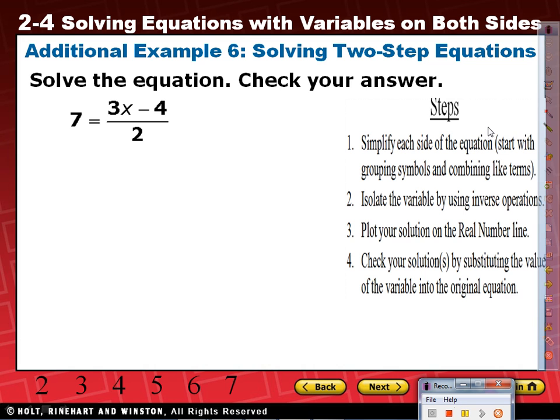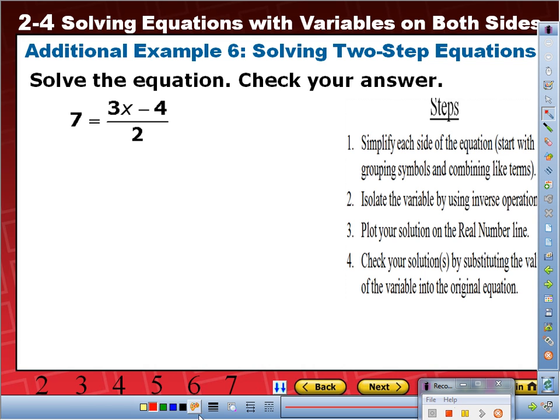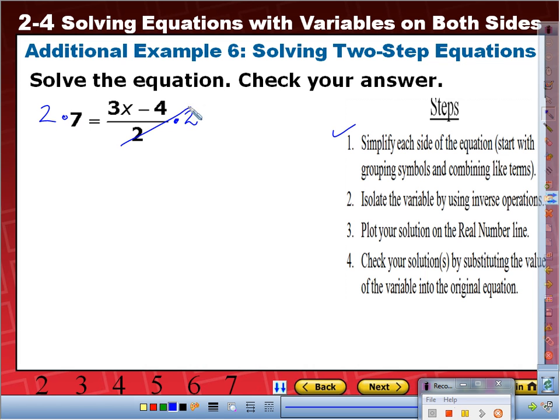Okay, let's see. So, step 1. Grouping symbols. We can't do anything on the numerator or denominator, but we have this 2. Therefore, the 2 is dividing, so I'm going to multiply both sides times 2. What is 2 over 2? 1. We're left with 3x minus 4 equals 14. Is there addition or subtraction? Yes, right here. So the opposite is to add 4 to each side.